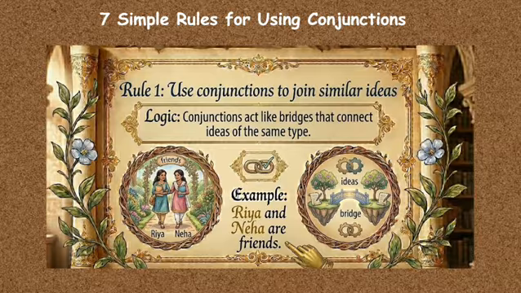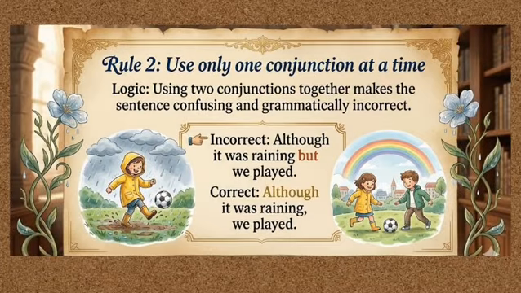They are joined using "and" as the conjunction to represent the same person or idea. Moving ahead to rule number two. Rule number two says use only one conjunction at a time. The logic behind this rule says using two conjunctions together makes the sentence confusing and grammatically incorrect.